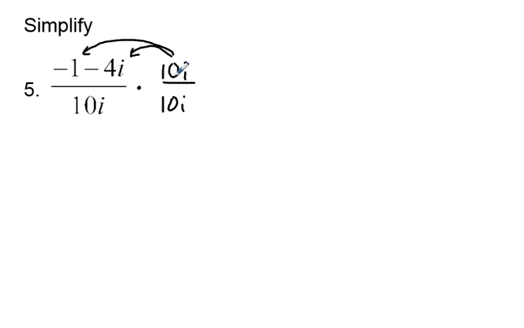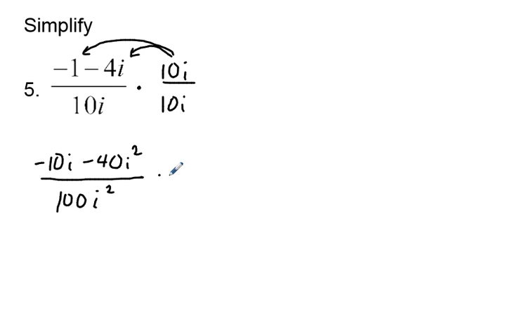to both terms. 10i times negative 1 yields negative 10i. 10i times negative 4i yields negative 40i squared. And this will be over 10i times 10i, or 10i times itself. 10 times 10 would be 100, and i times i would be i squared.